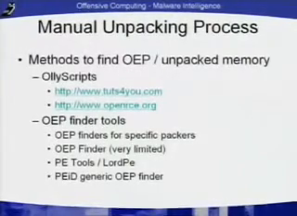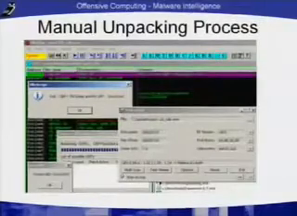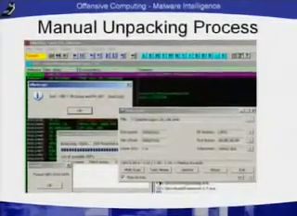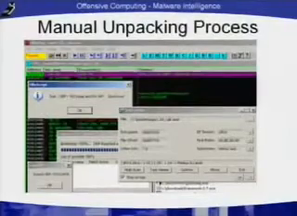There's also a bunch of tools out there which do OEP finding. They're signature-based, they're specific to certain versions of packers, and they're a little hard to use. Here's an example of a script being run in OllyDbg to detect the OEP of a UPX packed binary. So the highlighted instruction up there in OllyDbg is actually the OEP in this case.